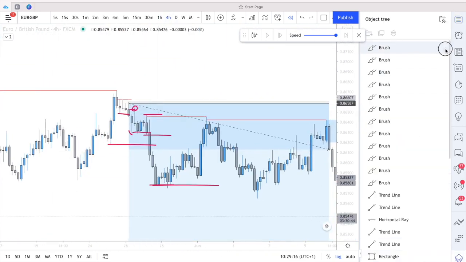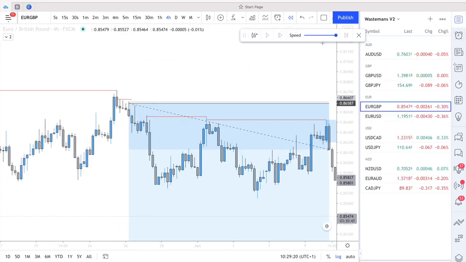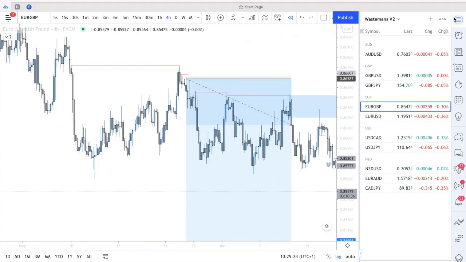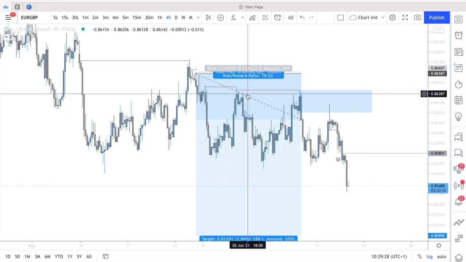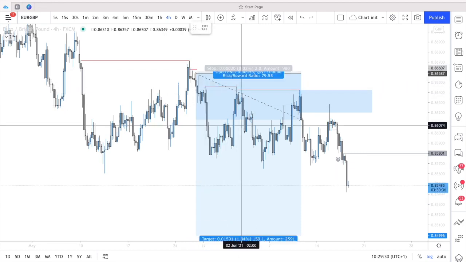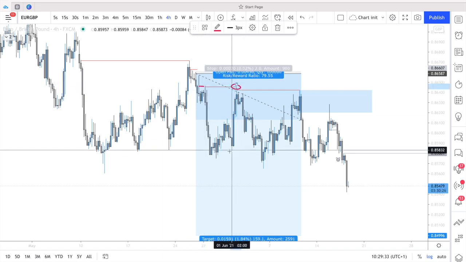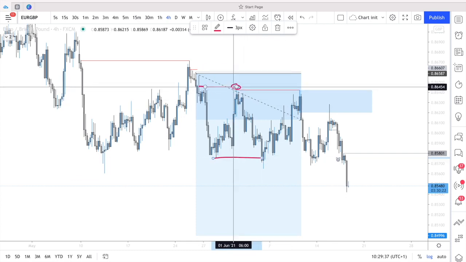Let me get rid of all these. There we go. So in this situation, we have mitigation here, so this makes sense. Now we have this mitigation which goes on to break this structure here. That's the last mitigation point.